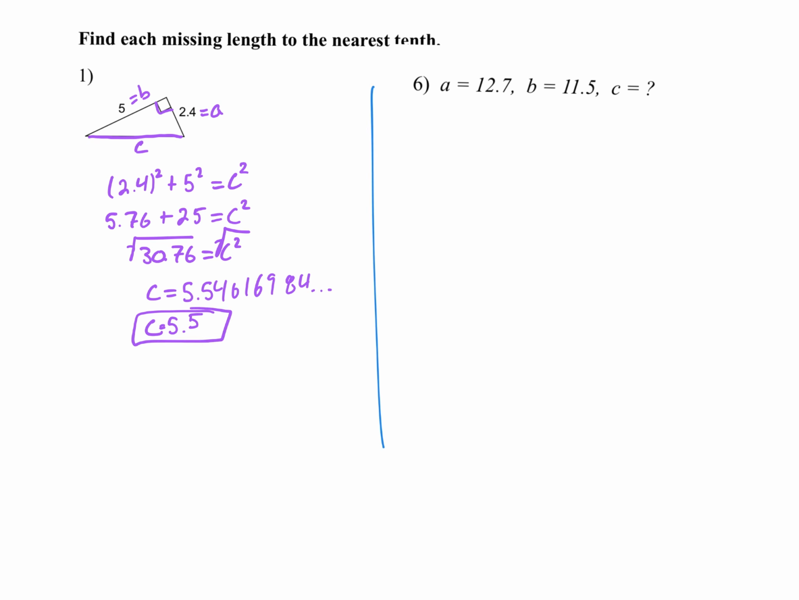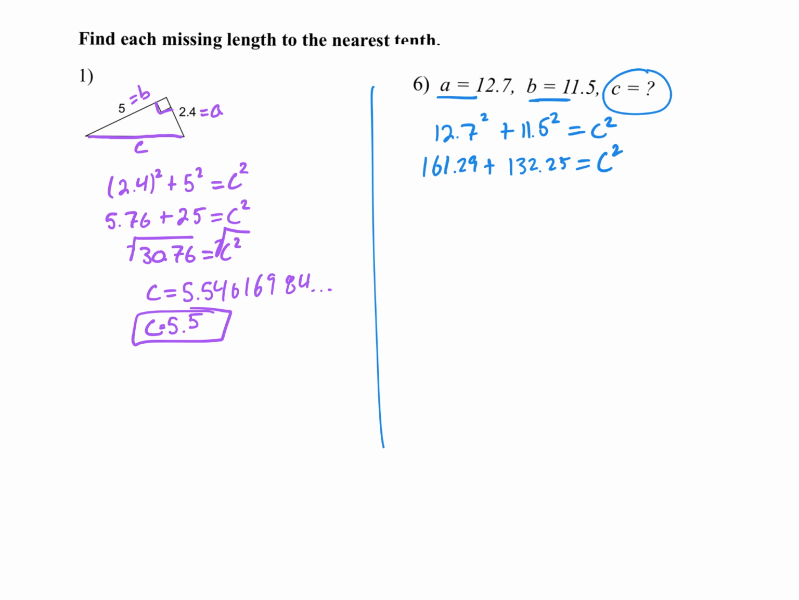Now we can still do this even if we don't have a picture here because they tell us what A, B, and we're looking for that C is. So I'm going to say 12.7 squared plus 11.5 squared is equal to C squared. 11.5 squared is 132.25. 12.7 squared is 161.29. I'm just doing that on a calculator. Is equal to C squared.